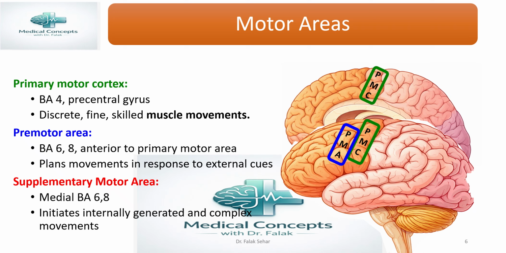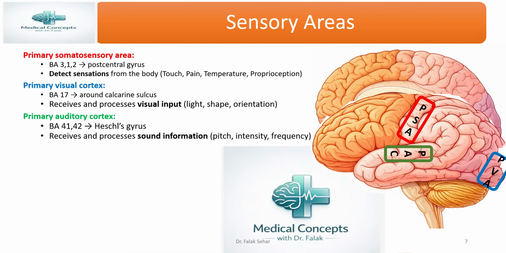Then comes the premotor area. It plans and prepares movement in response to external sensory inputs such as visual and auditory cues. In contrast, the supplementary motor area organizes and initiates complex movement based on internal cues including memory.